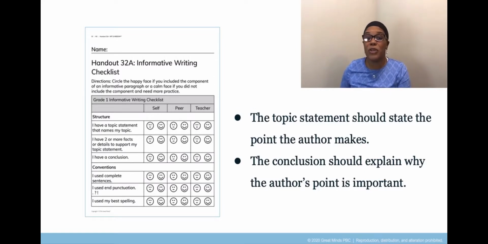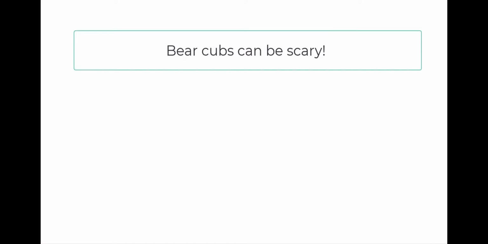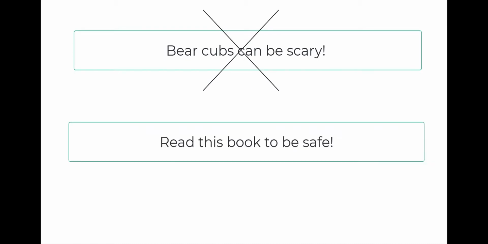All right, in just a moment, you're going to have some time to work on your conclusion. Watch me first. Here's my conclusion. Bear cubs can be scary. But wait, that doesn't really explain why a person should stay away from some animals. Maybe I could write, read this book to be safe. Yes, read this book to be safe. That's going to be my conclusion because it explains why the author's point is important.